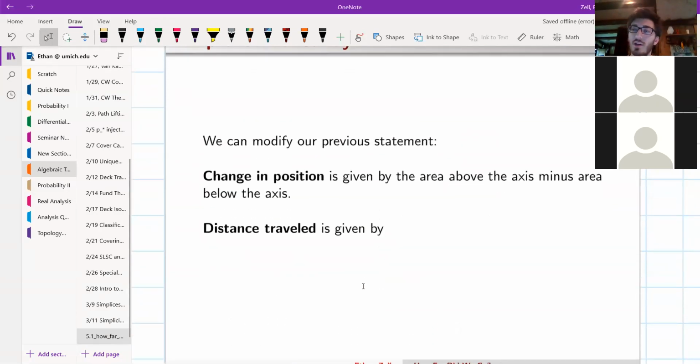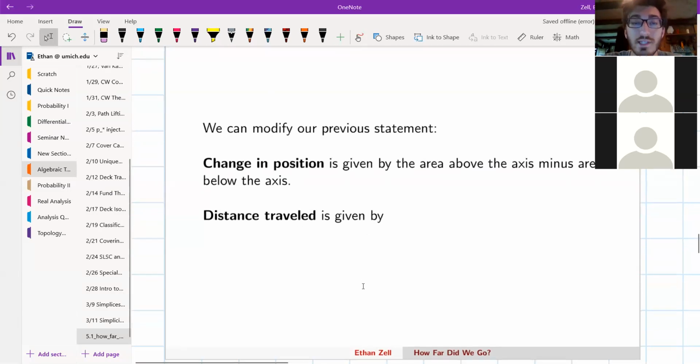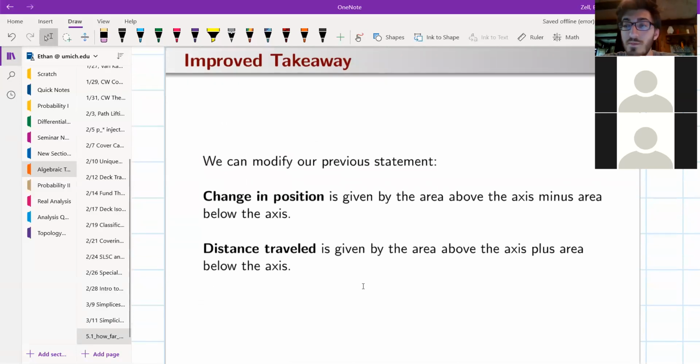So we're going to define some terms that help us make sense of this a little bit more and be precise about what we're saying. We'll say the change in position is given by the area above the x-axis minus the area below. So again, counting with sign, that's what I mean. And distance traveled, of course, is just given by the area above plus the area below. So now we don't care about sign, we just add everything. So there's a difference between change in position and distance traveled, as we saw in the walk forward 10 feet, walk backward 10 feet example, because the change in position is 0, right? But the distance traveled is, of course, 20.